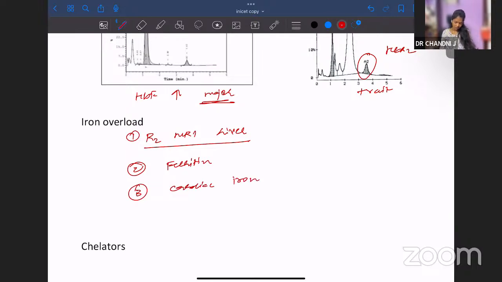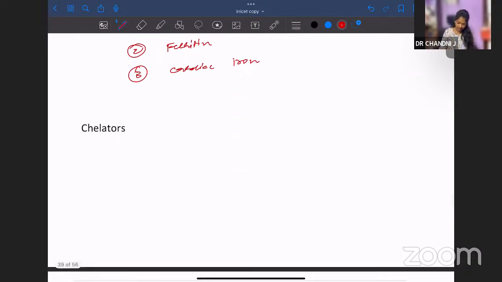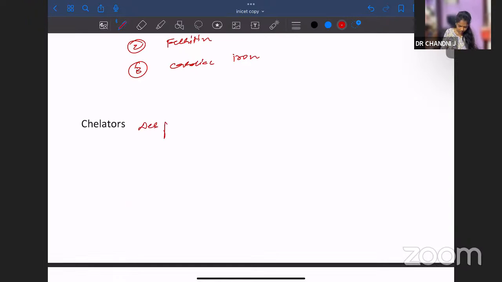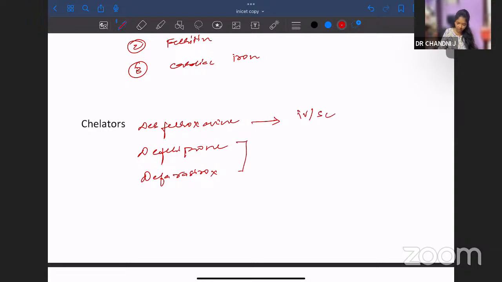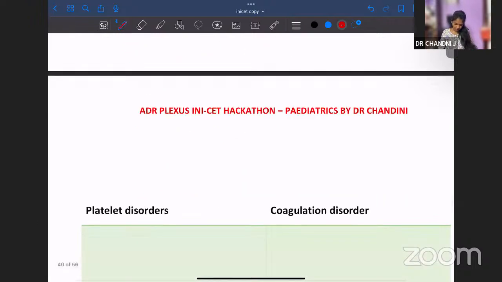What are the chelators? You know three chelators. What are they? Desferoxamine, deferiprone, deferasirox. Desferoxamine is IV or subcutaneous. Deferiprone and deferasirox are oral iron chelators. Okay. So this is about iron overload in thalassemia.